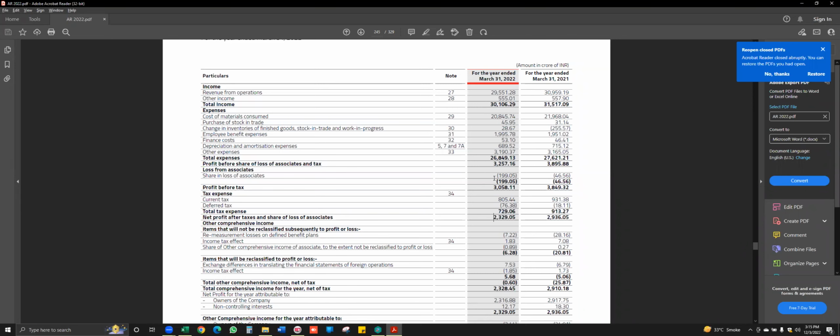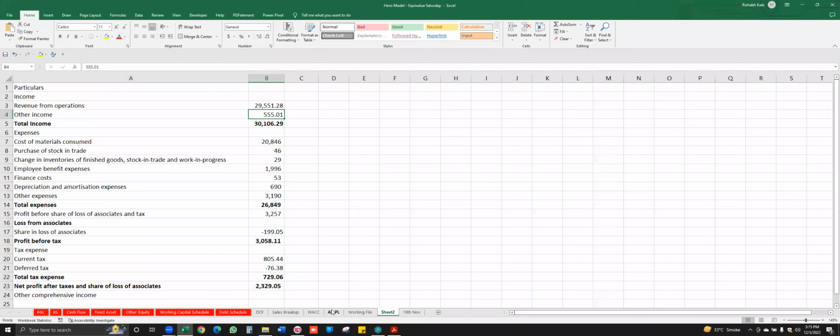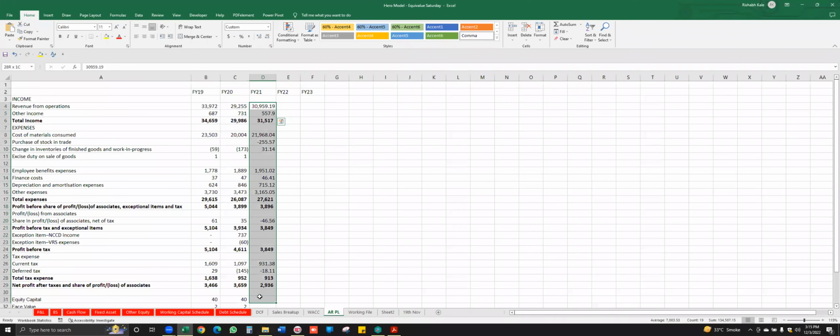Got it, guys? Got it? Easy? Now it doesn't take time. It only takes time for the first time. Now, after doing this, you can just copy paste things. Let me show you now. I have done this for FY21. Okay, like this. You see, it is same to same.